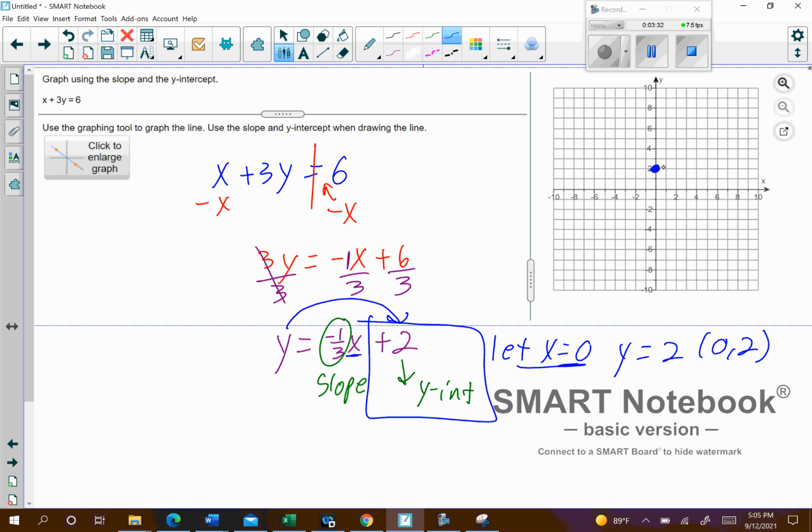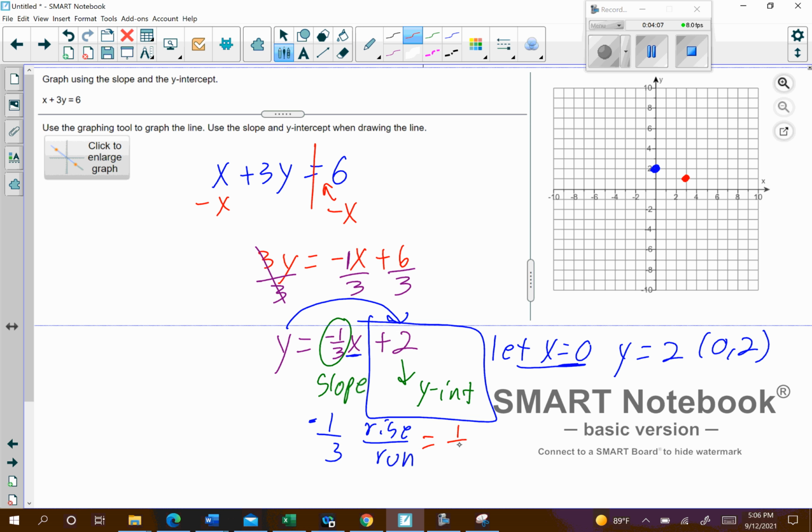And then it says use the slope to find another point. And so my slope in this case is negative 1/3, or you could write it as 1 over negative 3. It doesn't really matter. We'll go ahead and stick with the negative on top, okay? And so it's rise over run, a little trick we do here to find out a secondary point. So since it's negative, I'm actually not going to rise. I'm actually going to drop 1, and then I'm going to run forward 3 because it's positive.